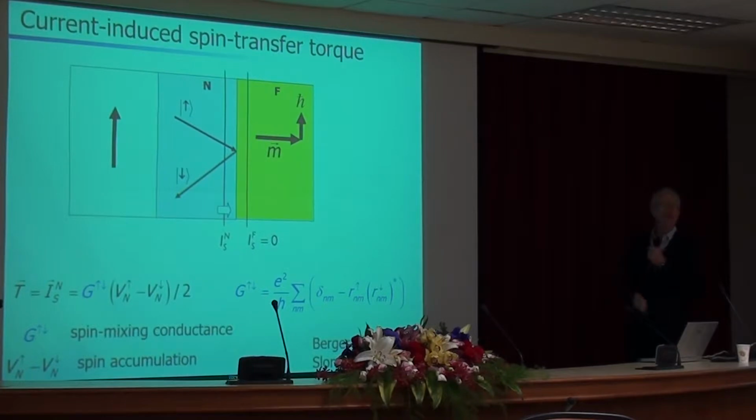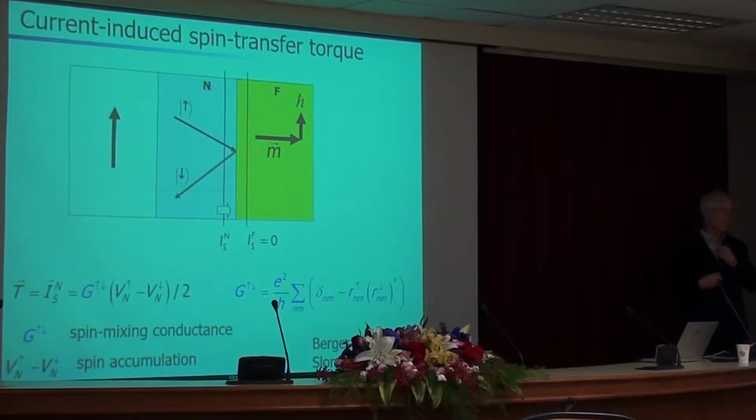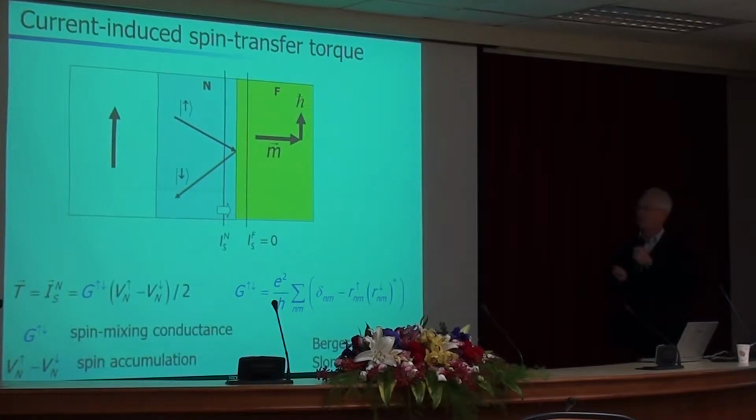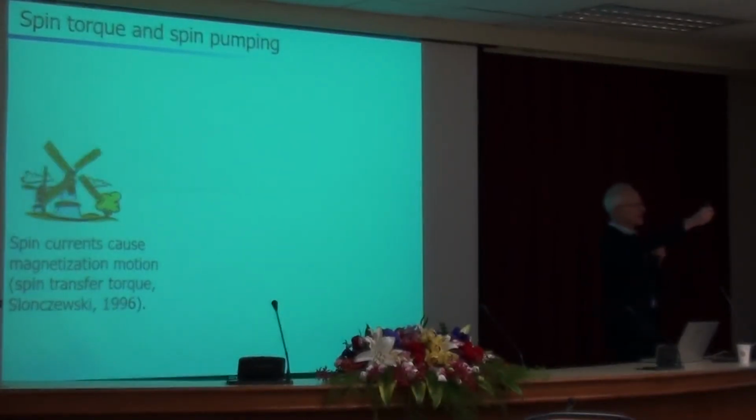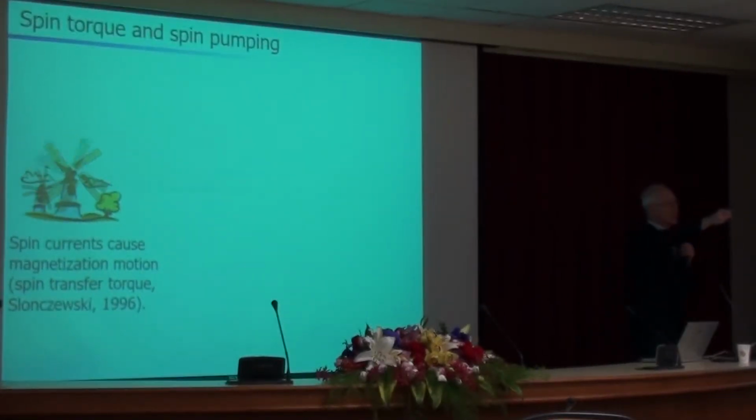Now this parameter can be formulated in scattering theory of transport, and what we need here are the reflection coefficients for the upspin and the downspin. This mixing conductance can be calculated from first principles, and I think we will hear more about it later, but it can also be parameterized or calculated from models. So, if the spin accumulation and spin current which hits this interface is large enough, the magnetization will move.